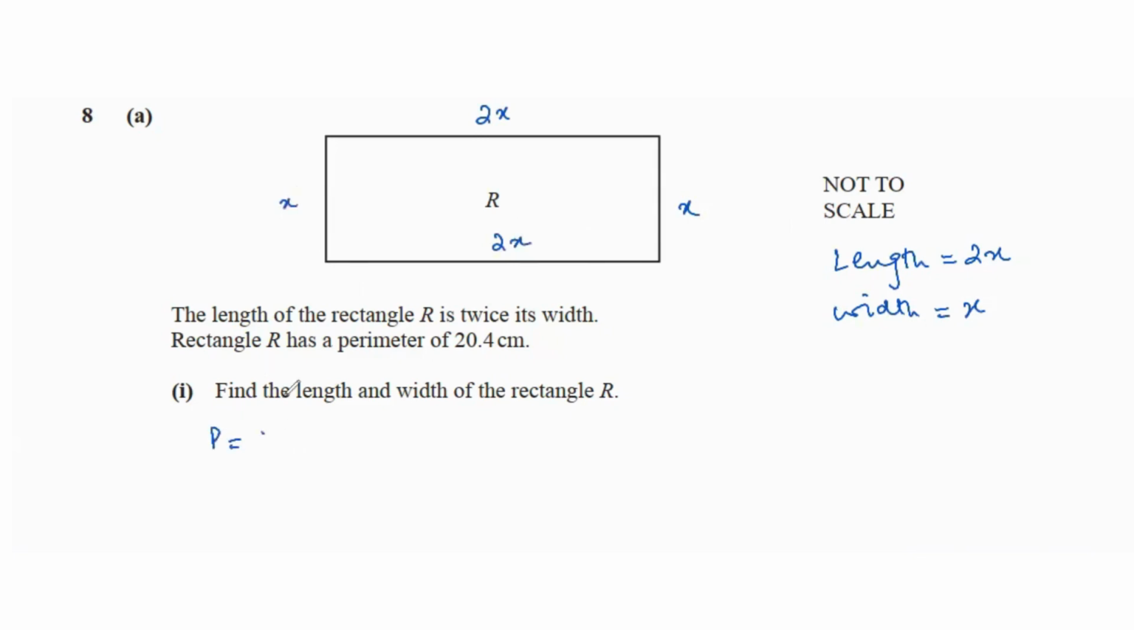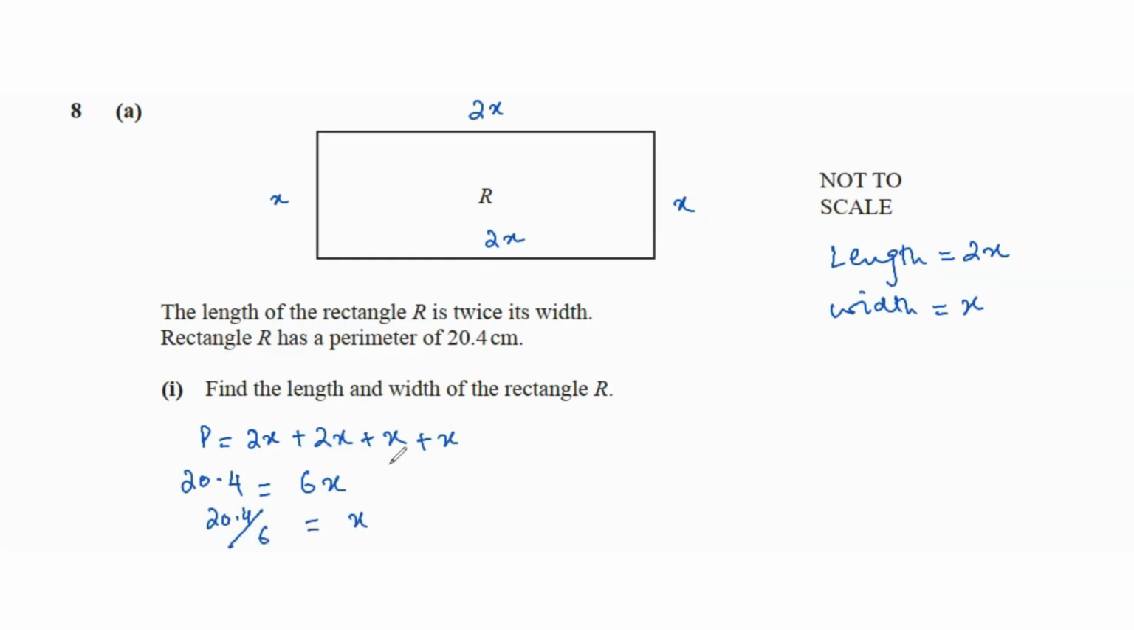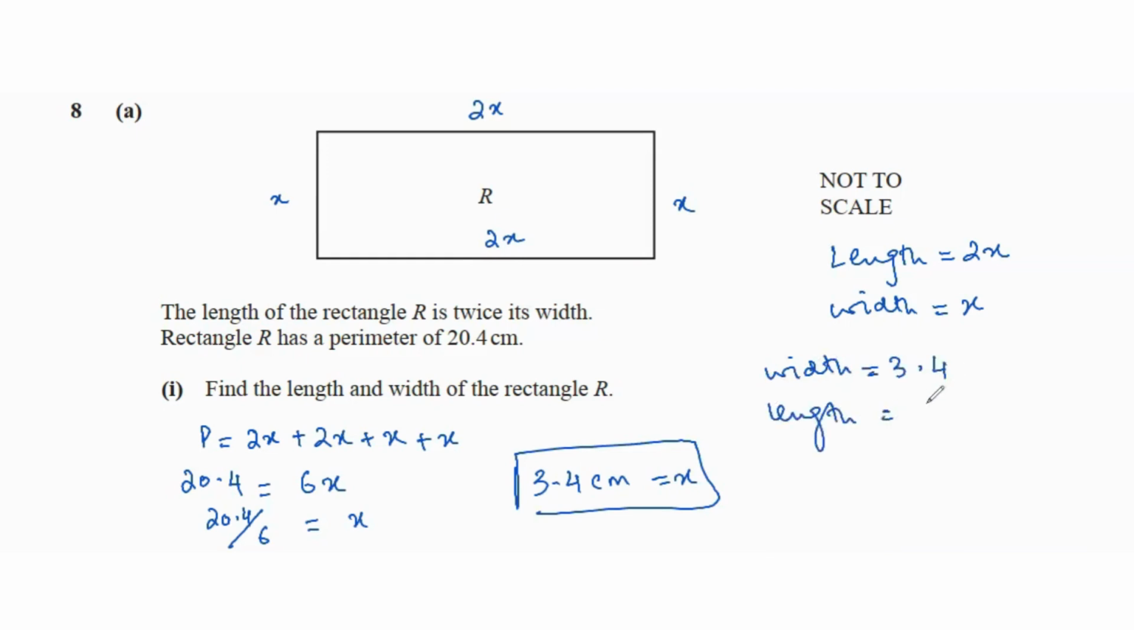Perimeter is like the entire boundary of a shape. So 2x plus 2x plus x plus x equals 20.4, which is basically 6x. So 20.4 divided by 6 is going to equal 3.4 centimeters. That is your x value. So that means width is 3.4 and length is going to be twice of 3.4, which is 6.8 centimeters.